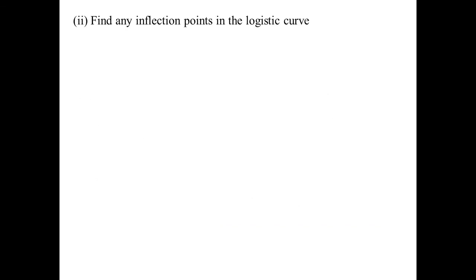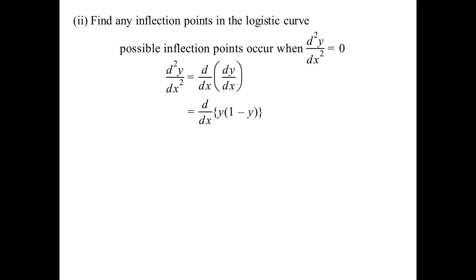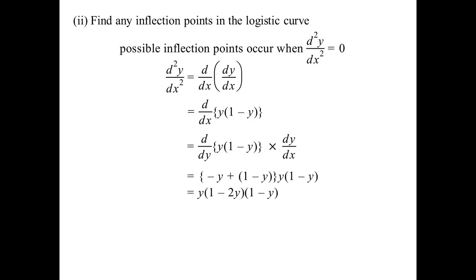So part 2, find any inflection points. So we know that inflection points happen when the second derivative is equal to 0. Now, the second derivative is the derivative of the first derivative. I'm going to do this by implicit differentiation. Differentiate y(1 minus y) with respect to y, times it by dy dx. And I end up with y(1 minus 2y)(1 minus y). We want the second derivative equal to 0. So I've got 3 possibilities. y is 0, a half, or 1.